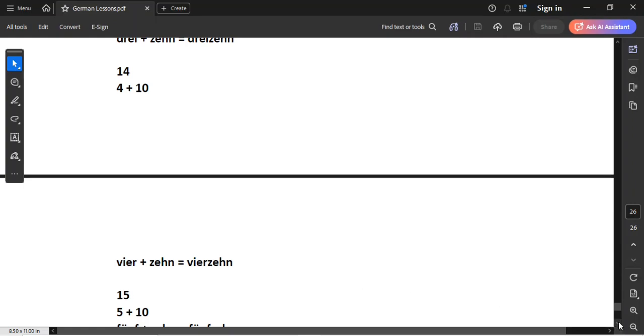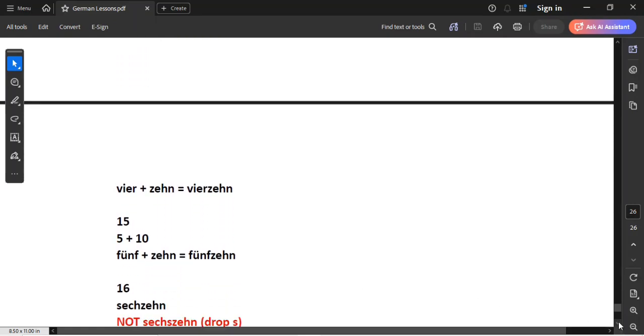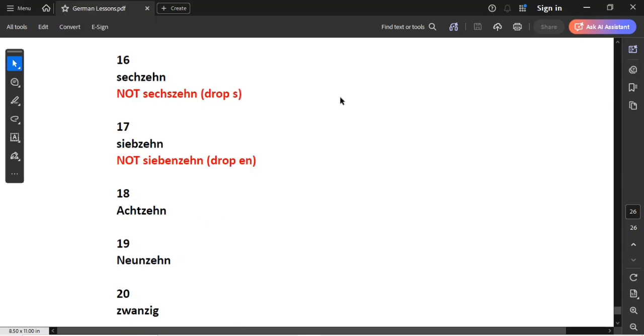Then the same case happens to 15. As you can see, 15 is a combination of 5 and 10. And 5 we read as fünf, then 10 we read as zehn. That's why we have fünfzehn. Fünf plus zehn, we have fünfzehn. So 15 is fünfzehn. Now, that's the pattern we use for reading numbers from 13 all the way to 19.